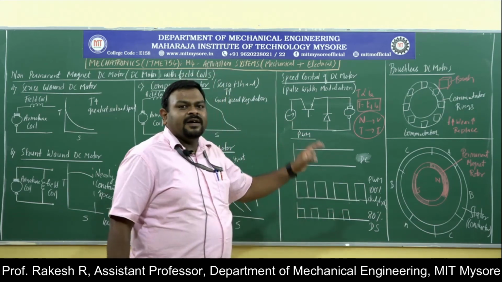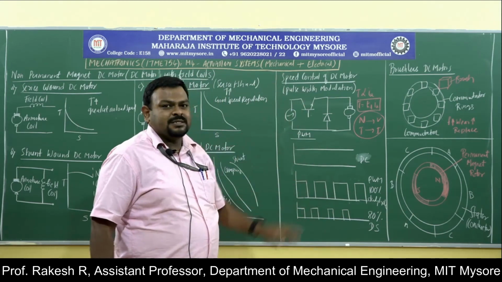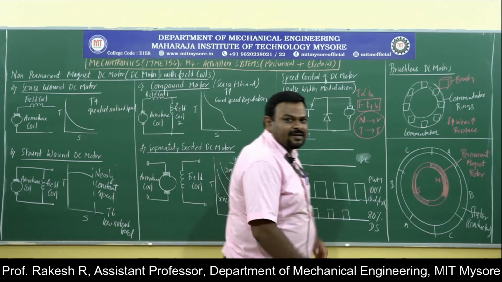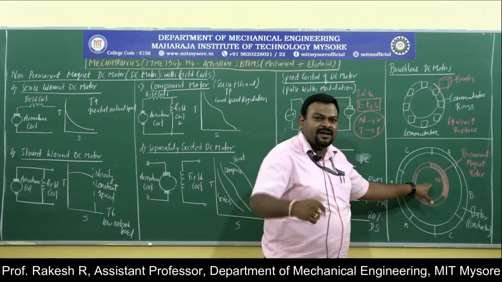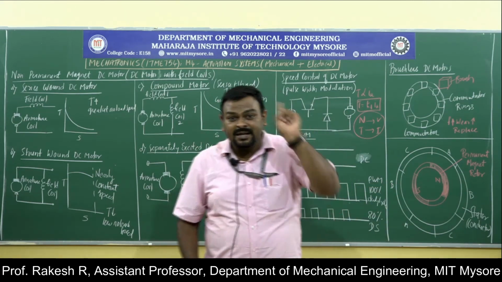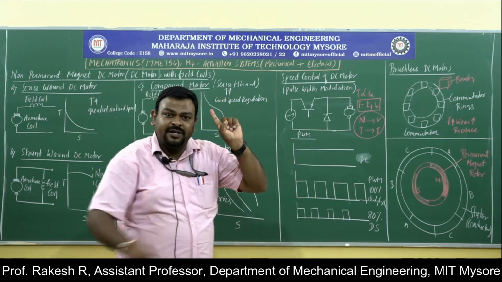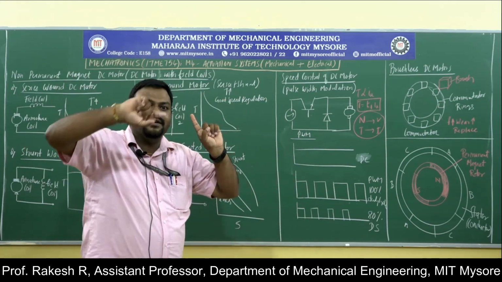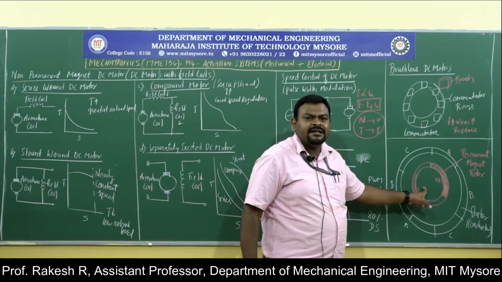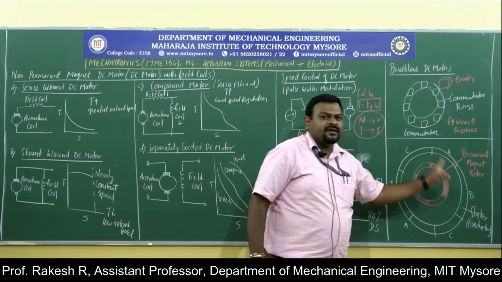So, in order to avoid that, we are using the brushless DC motor. In the brushless DC motor, what will we do? Basically, we will do the opposite. The rotor is replaced with a permanent magnet and the stator is replaced with a conductor. Whereas in the brush type, the rotor is a conductor and the stator is a permanent magnet. Here it is reversed. We made a permanent magnet rotor and a conductor stator.